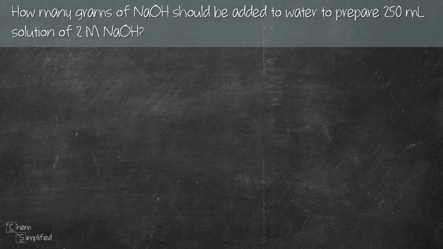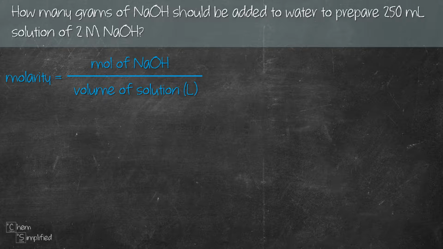In this question, we're asked to find the grams of NaOH given the volume and molarity of NaOH solution. This question has mass, volume, and molarity, so we're going to start off with the molarity formula, which is moles of NaOH divided by the volume of the solution in liters. Before we continue, let's list down the information that we have.